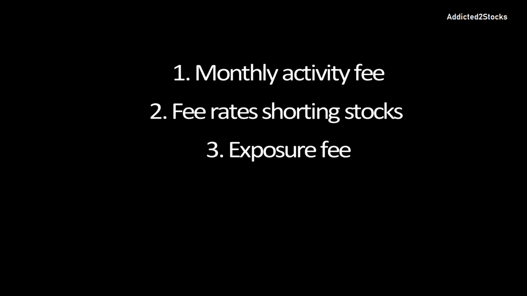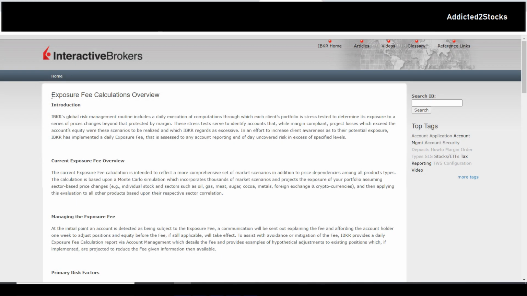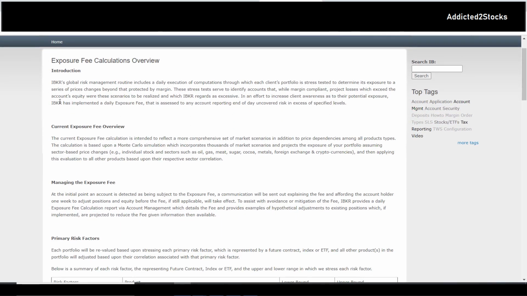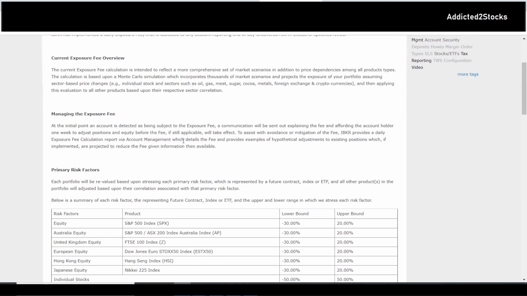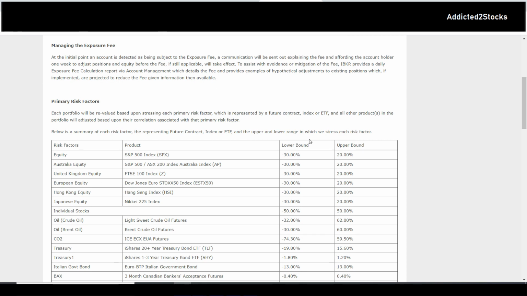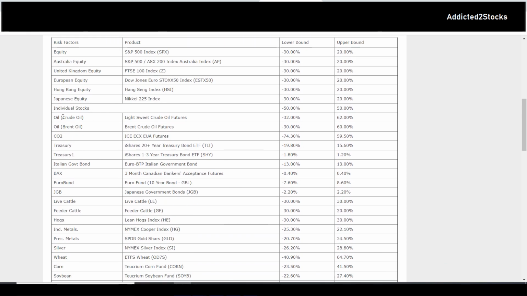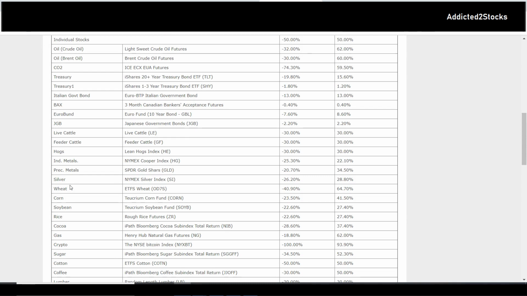Thirdly, I'd like to explain the exposure fee, which is also very nicely explained on their website. So basically, IB calculates your account or portfolio risk, and if in all of their multiple scenarios, your losses could potentially exceed your account value, you'll be charged that fee. So therefore, you always have to keep in mind your margin rate. And also keep in mind that these fees are charged every day, not every trading day, so they could also quickly add up. Now, they have a very nice chart where they actually show you the securities where this fee could potentially come into effect.